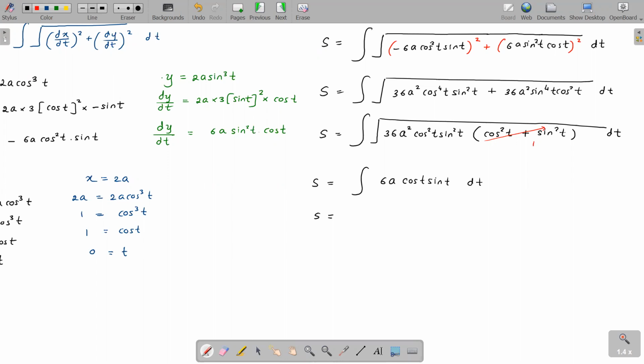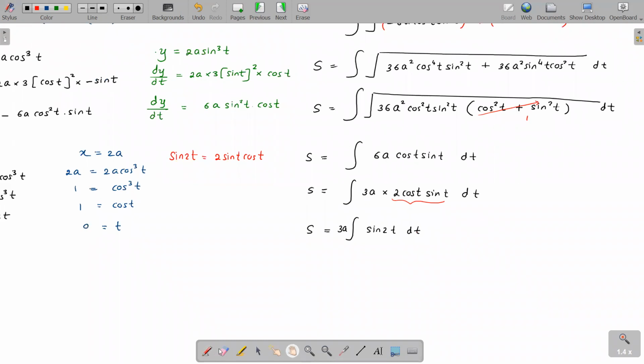Okay, so now let's integrate 6a cos t sin t. How do we do it? To integrate cos t sin t, we use the double angle rule, isn't it? So what's the double angle rule? We know sin 2t is equal to 2 sin t cos t. Are you with me? With 6a I can break it off and write the integration of 6a as 3a times 2 cos t sin t. Do you agree with what I write? So 6a is 3a times 2, and then 2 cos t sin t is sin 2t. Let me take 3a out, and I get here sin 2t with respect to t.